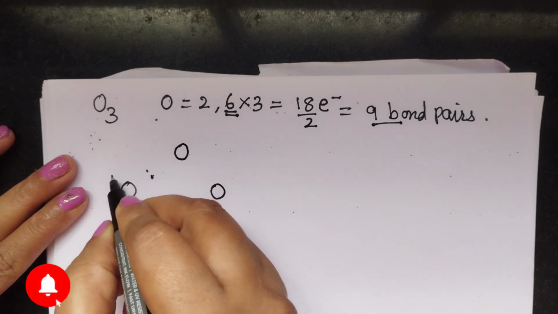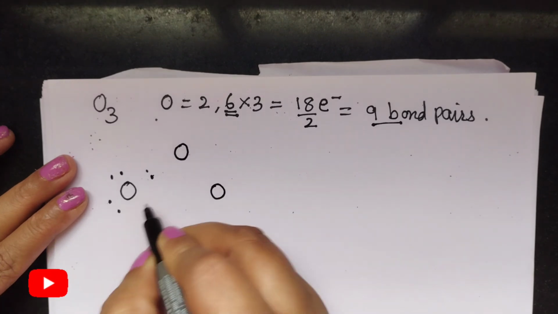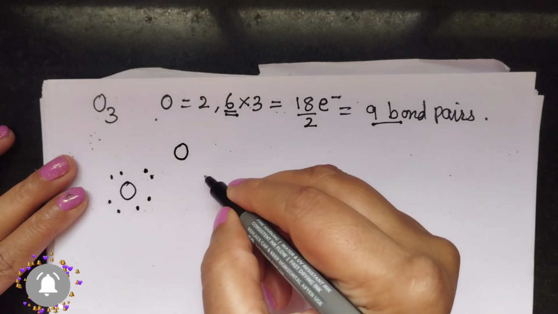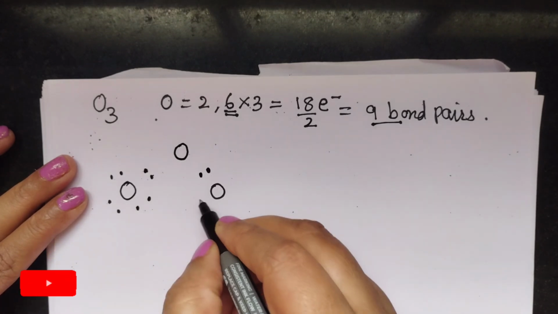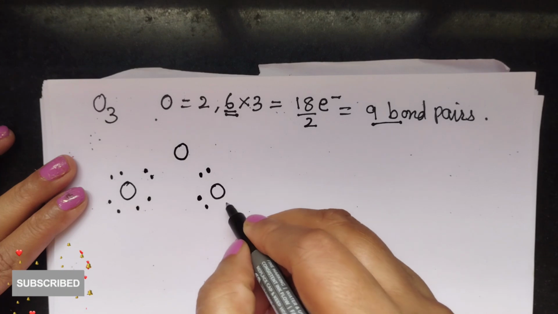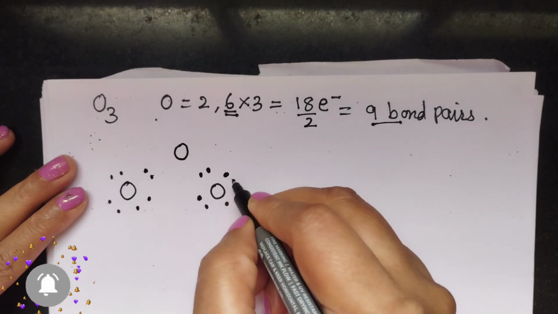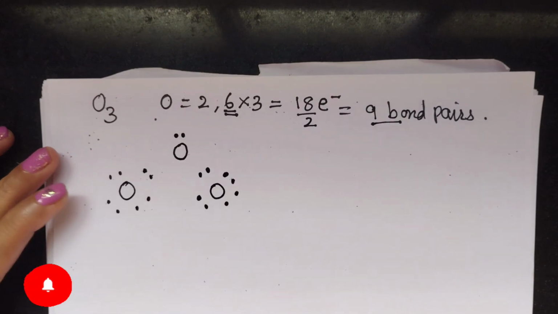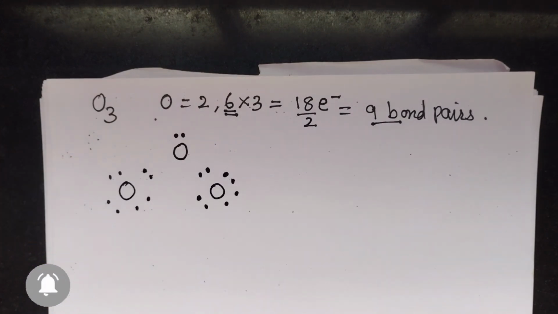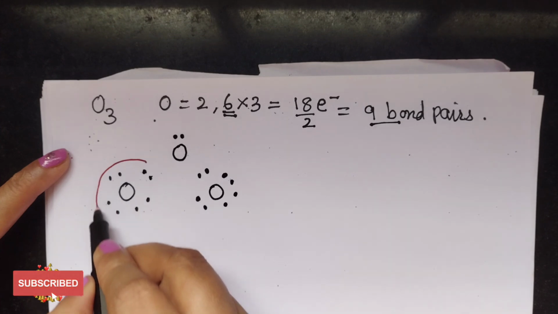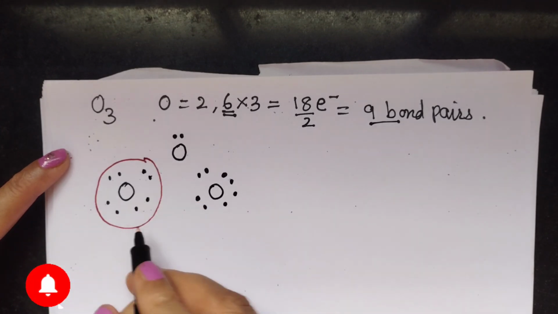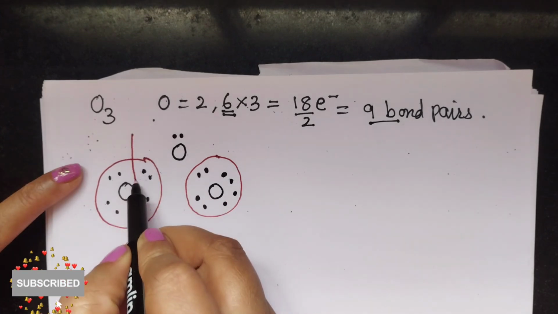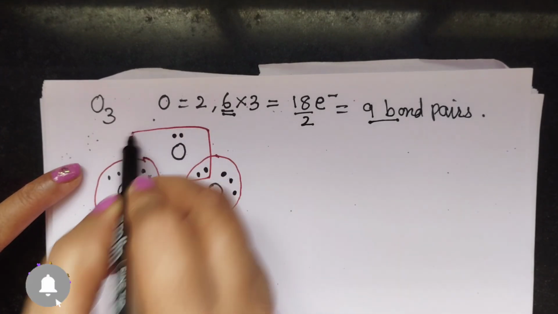1, 2, 3, 4. 4 I have adjusted here. Now 1 I will direct towards this oxygen. This is 5, 6, 7, 8. Now 1 is left, so I will put that 1 on this. Now you have to count the number of electrons on each oxygen. So if I see this, it is completing its 8 electrons. This is also completing its 8 electrons. But if I see the third oxygen, it is completing only 6 electrons.